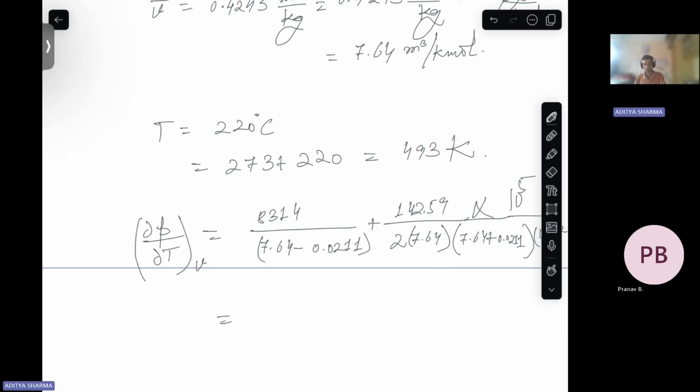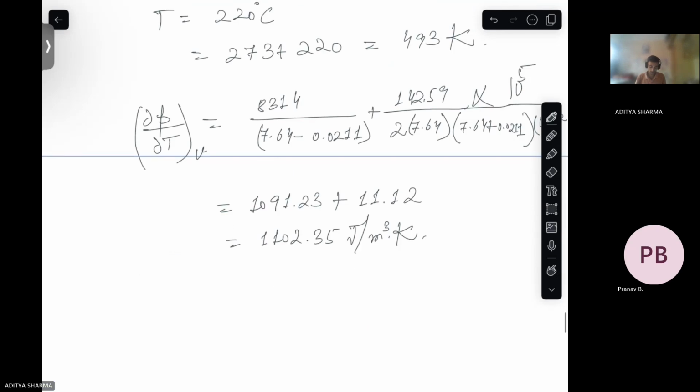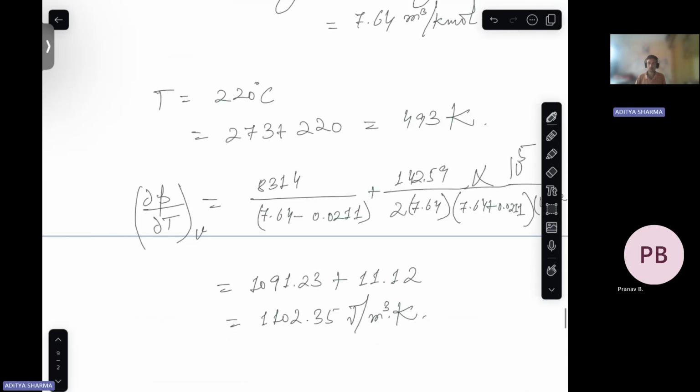So if we solve these terms, the first term comes out to be, you can try to solve this, right? If there is some mistake, you can let me know. And then the second term will come out to be 1, 2. And if we solve this, it comes out to be 1102.35 joule per Kelvin. So this is your question number 14.